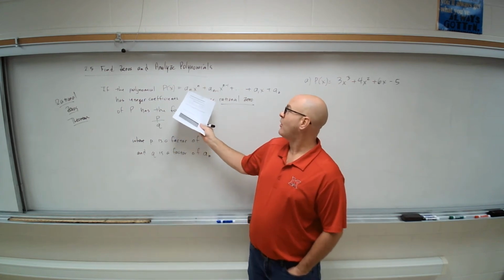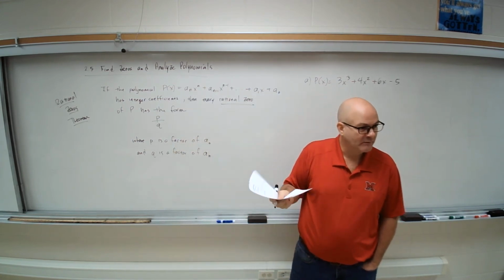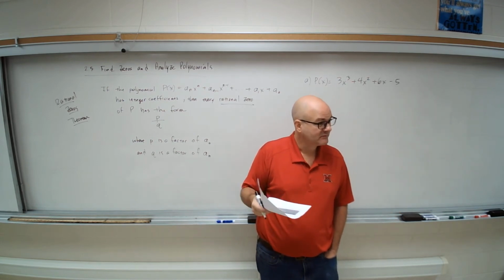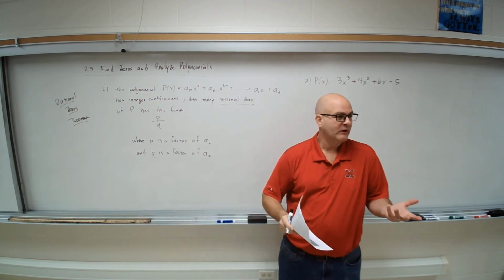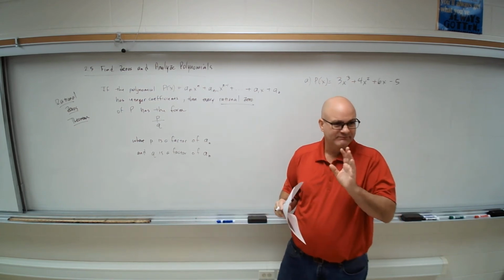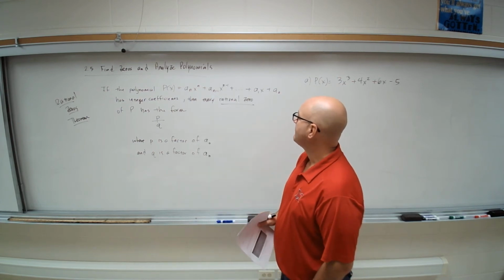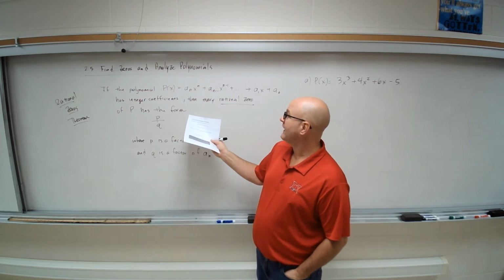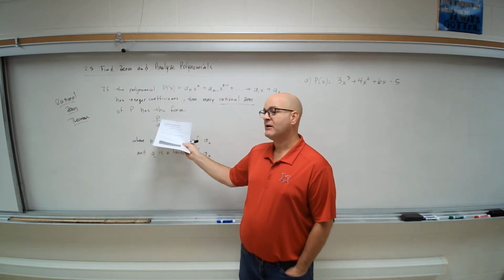So that means all of these a's will be whole numbers or negative whole numbers. There won't be any fractions, right? So if you had a 1/2 x cubed in there, this wouldn't work. Now later on we can see how we could kind of force it to work, but that's something important to note. But then every rational zero of p has the form p over q.